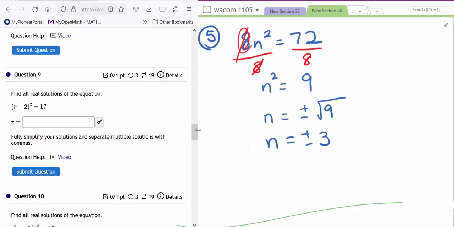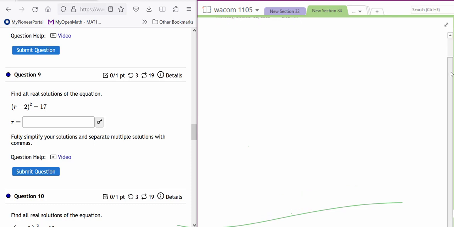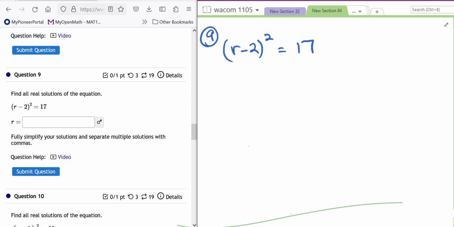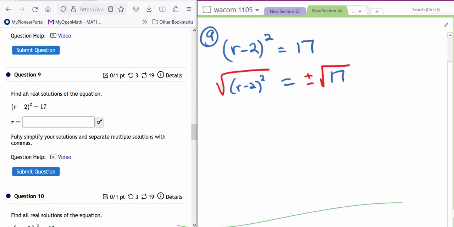All right, let's do one more of these binomial ones, and then I'll do one where you have to get one of those pieces by itself. All right, number 9, you have r minus 2 squared equals 17. It is set to take your square root of both sides. The r minus 2 is like an x, right? So if we take the square root of both sides, it will get this one off. I'll write the step because sometimes this bothers people. This and this go away. So you have r minus 2 plus and minus square root of 17.